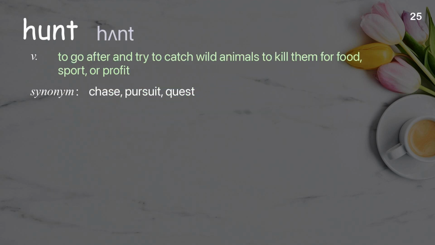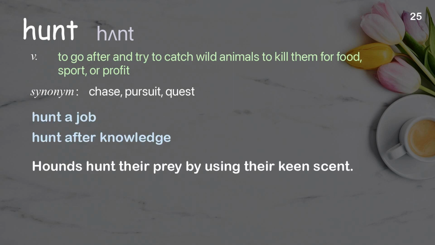Hunt. To go after and try to catch wild animals to kill them for food, sport, or profit. Examples: Hunt a job. Hunt after knowledge. Hounds hunt their prey by using their keen scent.